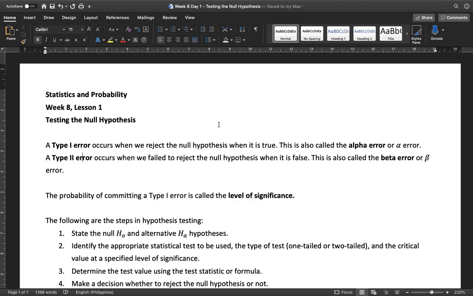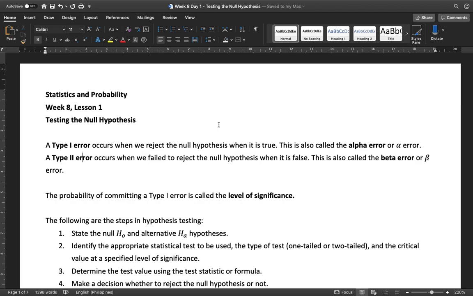Ganun kasi yun eh. So, we cannot immediately say that if we do not have any evidence na mali itong statement na to, hindi ibig sabihin tama na siya. Okay? So, ganun lang ginagawa natin kay null hypothesis. We reject it or we just fail to reject it.